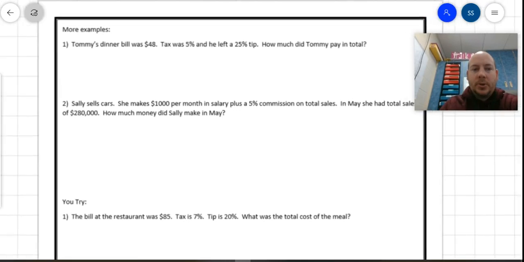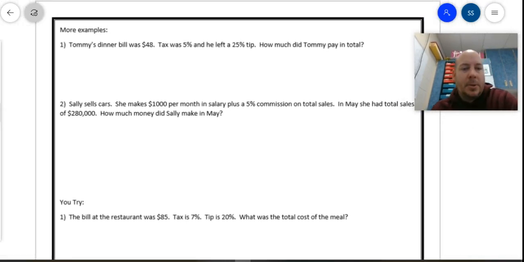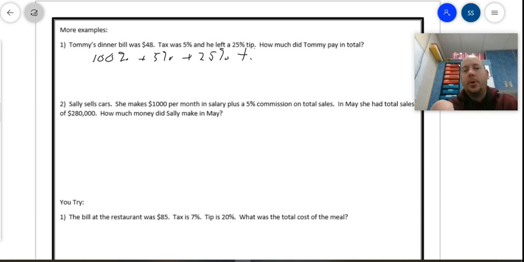A couple more examples here. It says Tommy's dinner bill was $48. Tax 5%. He left a 25% tip. How much did he pay in total? So he's got to pay all of the bill, so 100% of the bill, plus 5% tax, plus 25% tip. So if I add all those percents together, that's a total of 130%.